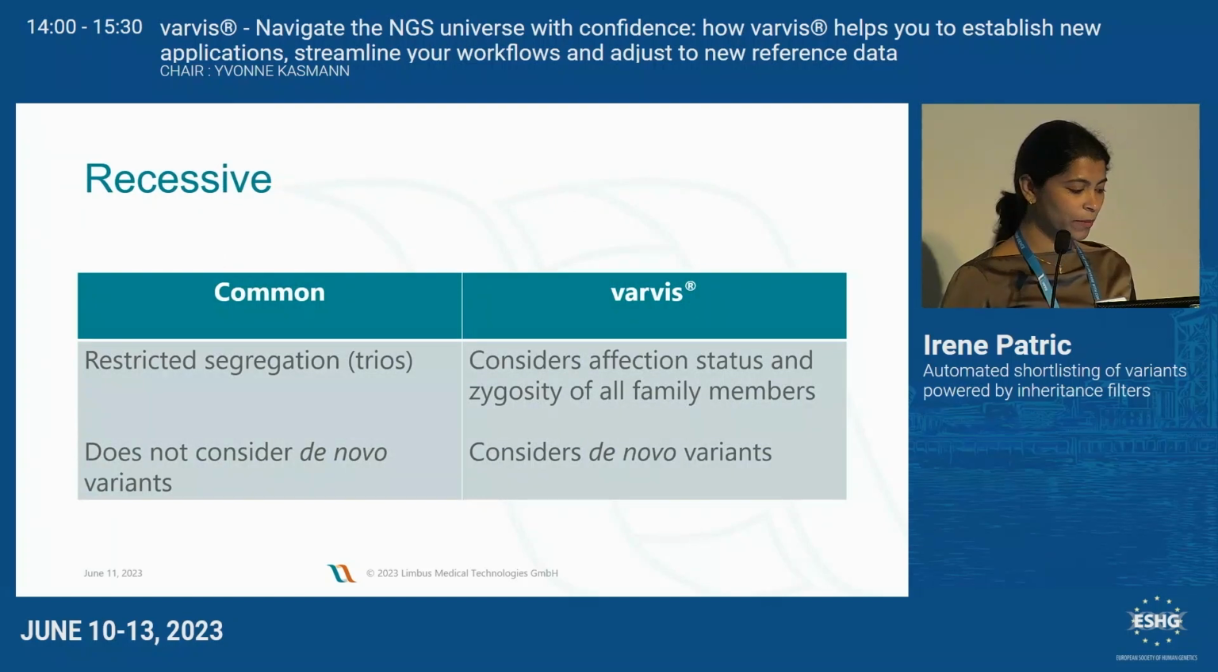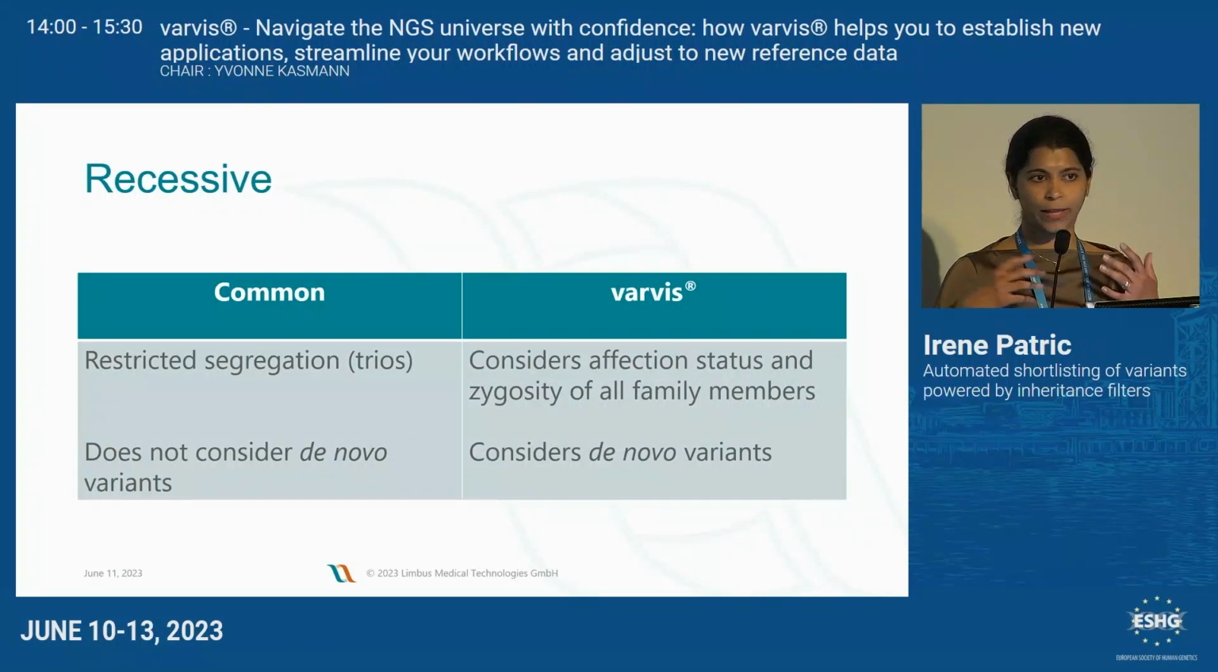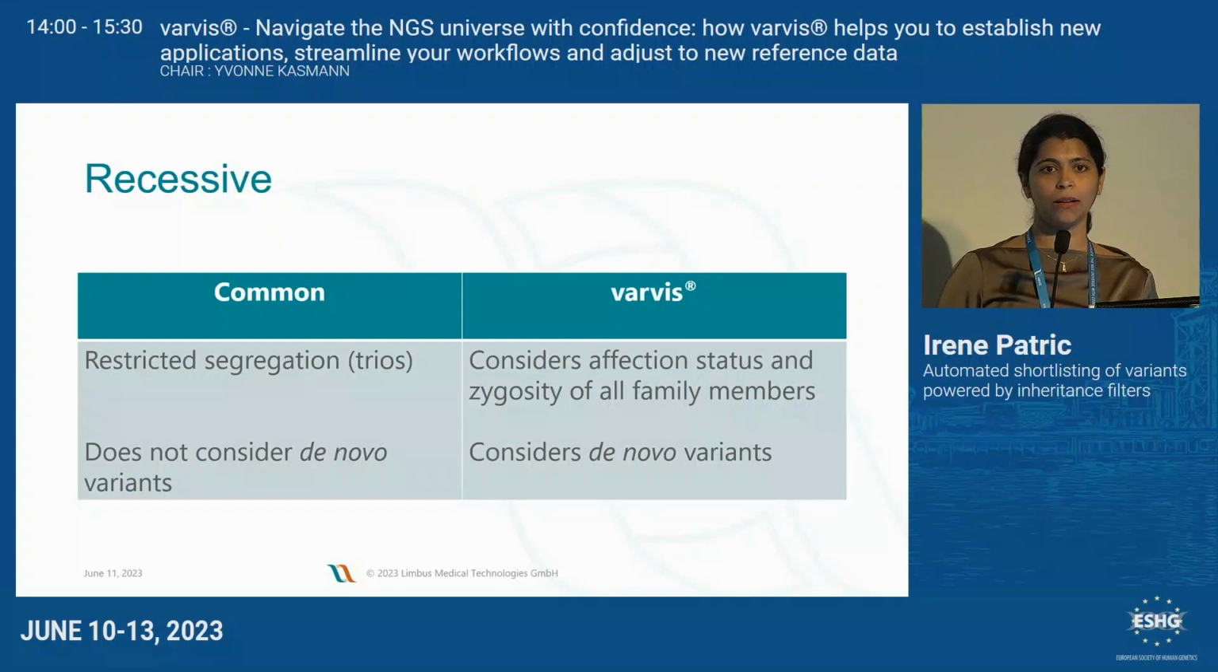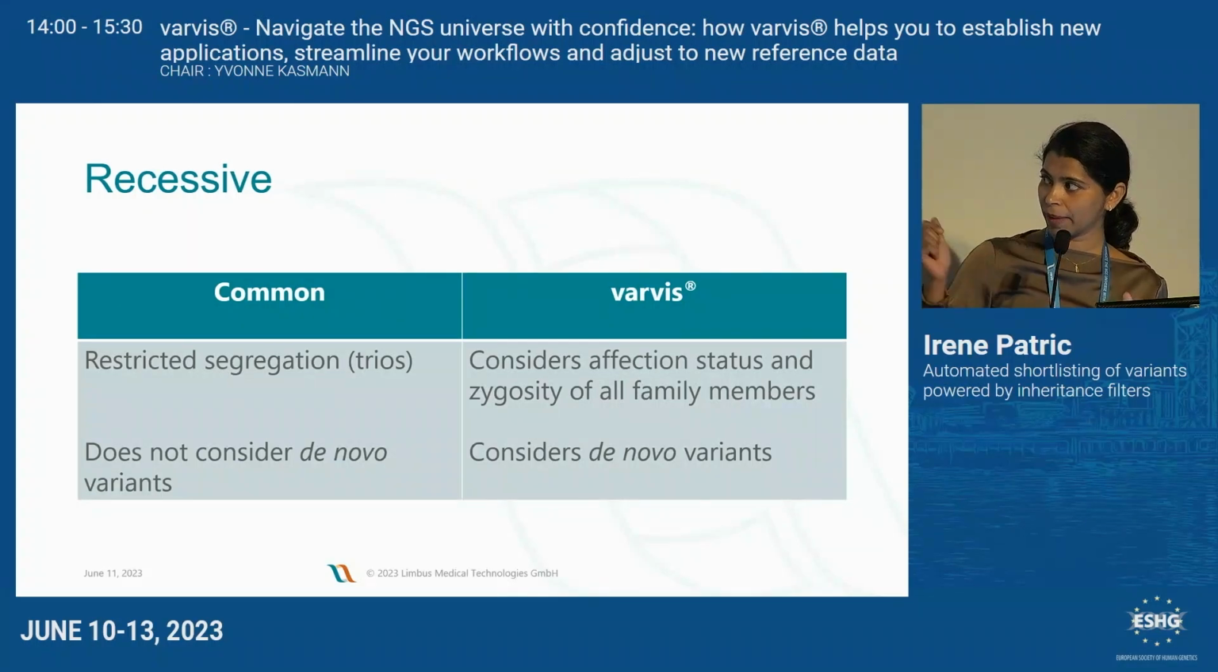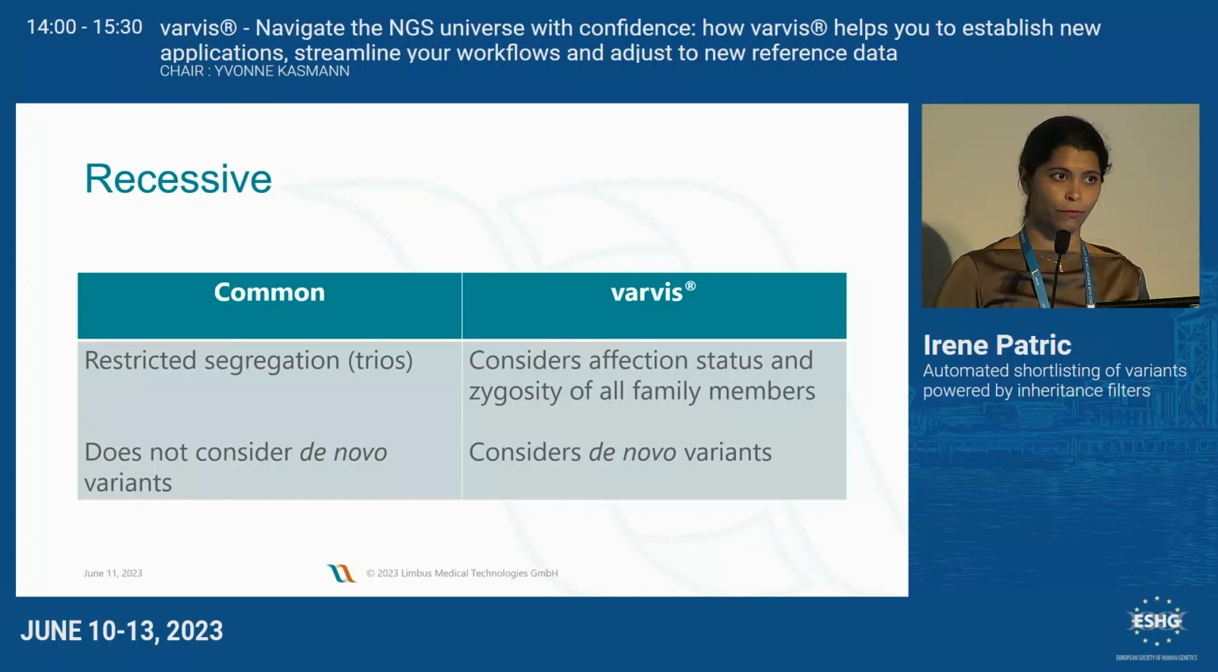So when it comes to common solutions, you see that they're restricted to trios, but Varvis considers affection status and zygosity of all family members involved, and different relationships are considered, including aunts, uncles, and grandparents. It doesn't matter, and large families can be analyzed at once. And we also consider a de novo variant for second hit.